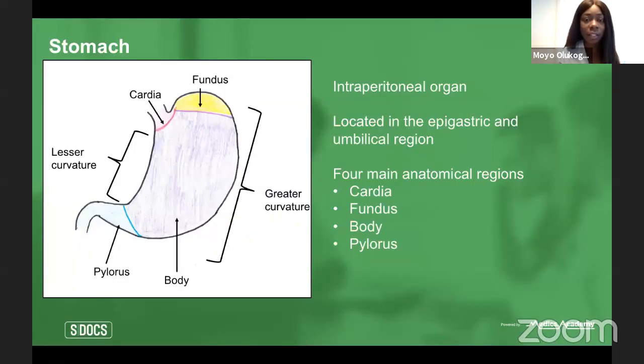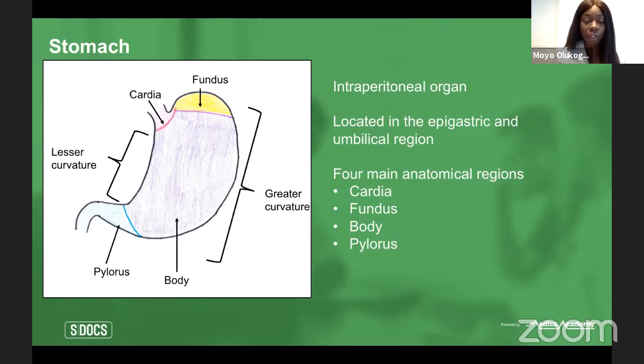Now let's begin to look at the stomach. The stomach is an intraperitoneal organ, and it's located in the epigastric and umbilical region. The 4 main anatomical regions are shaded in different colours in this diagram. The pink shows the cardia, which is the opening of the stomach, connecting it to the esophagus. The yellow shows the fundus, and this is often filled with air.